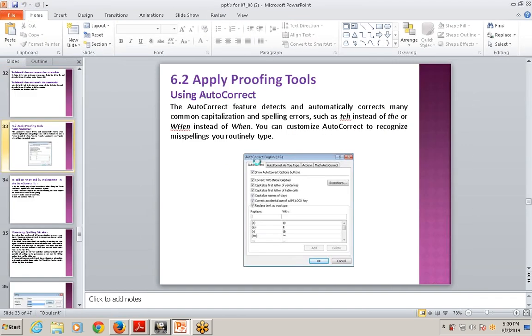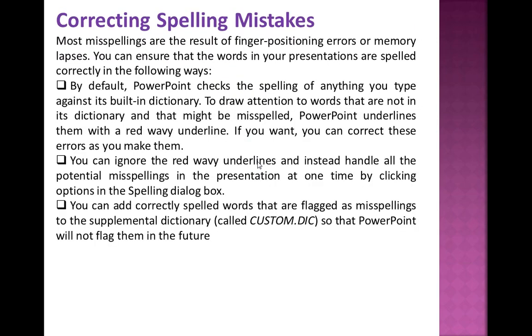So this is how we can use the autocorrect option. Next is how to correct the spelling mistakes. This is the same procedure we can use in Word or Excel. It means that if there is any spelling error, we can ignore it or change it.